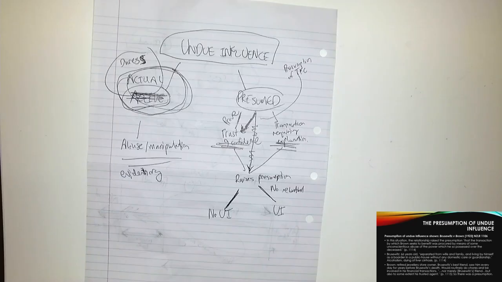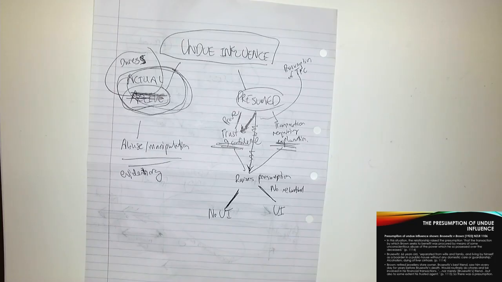So, why was that presumption raised? Well, it was raised because he was 66 years old. He was separated from his wife and family. He was living by himself in a public house. No domestic care or guardianship. He's dying of alcoholism. His friend takes him to his appointments. He does chores around the house, involved in financial transactions. Not merely his friend, but also to some extent his trusted agent.